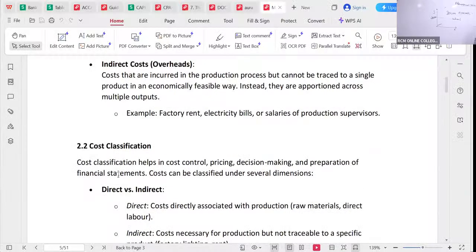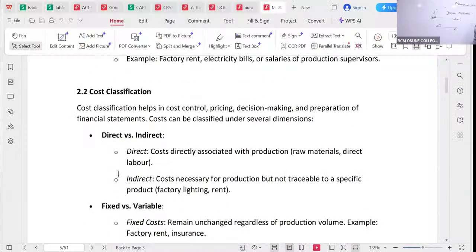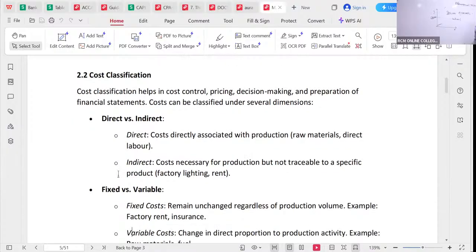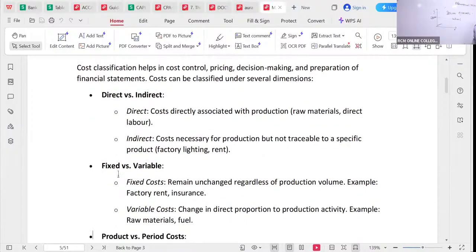Then we have cost classification, where you can see we have direct versus indirect. I don't have to belabor that. Yeah. We have fixed versus what here? Somebody? Variable. The same. What are fixed costs?